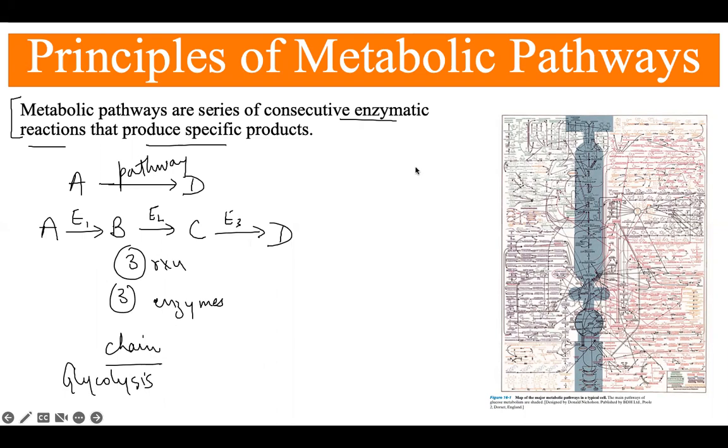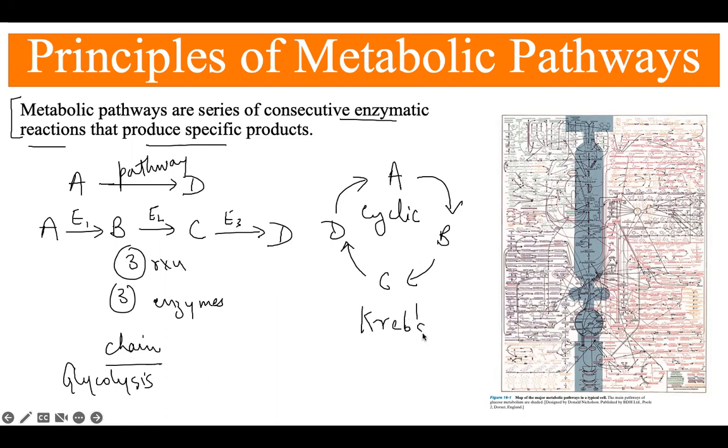On the other hand, the other type of pathway is the cyclic form. So let me give you an example. Let's say A gets converted into B, B into C, C into D, and D gets converted back into A. So this type of metabolic reaction pathway is known as a cyclic pathway. And the example is the Krebs cycle. So this is what a metabolic pathway is.